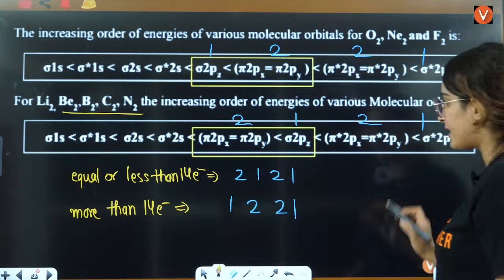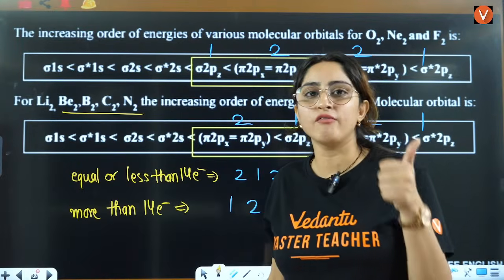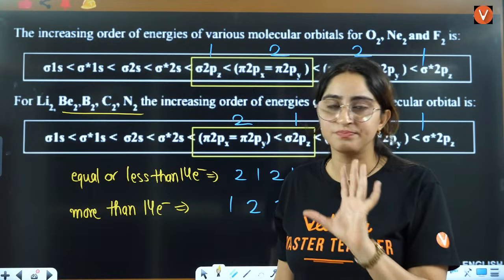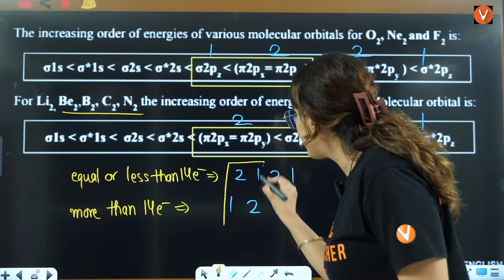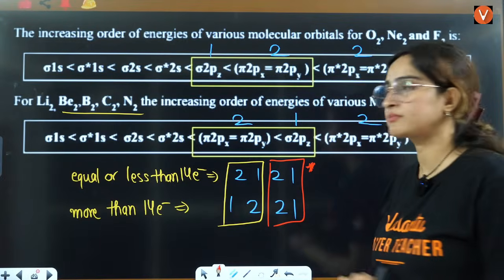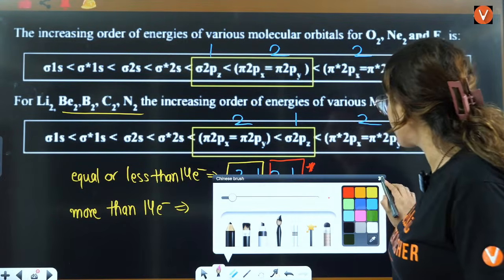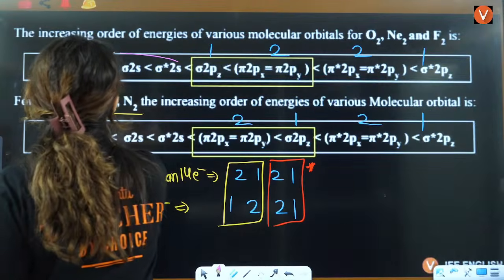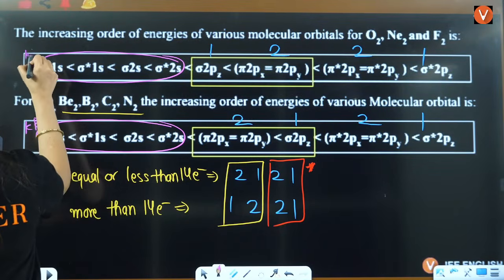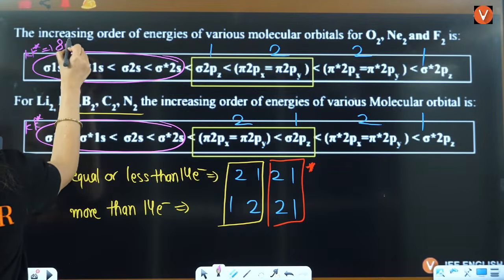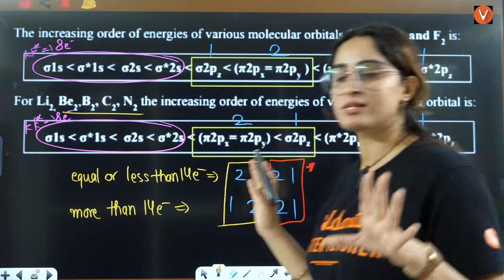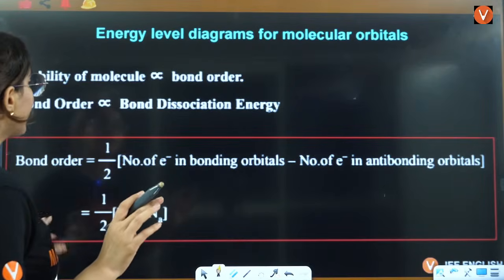Ma'am, what do you mean by that? 2 always means you have pi 2px, pi 2py. 1 always means sigma 2pz, right? These are going to be bonding and these are going to be always anti-bonding, right? So what we do in molecular orbital theory, sigma 1s, sigma star 1s, these we will take as KK star, and in KK star always 8 electrons are filled. Right, in KK star always 8 electrons are filled. This is what you should remember. Now I'll tell you how to do the questions.